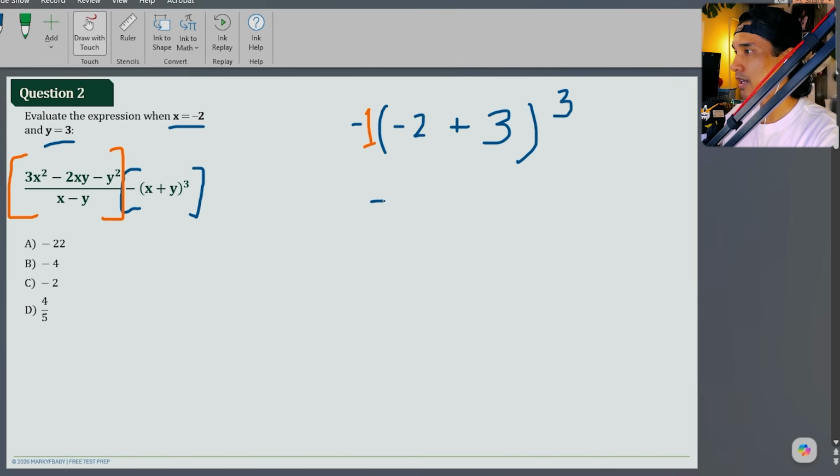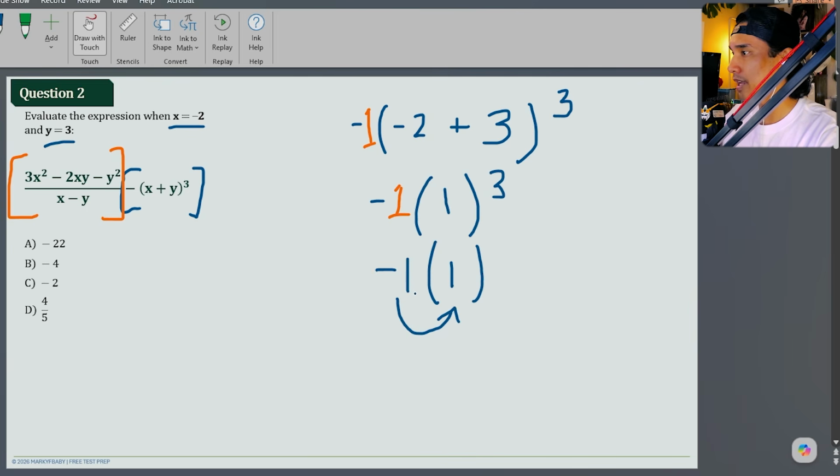That's going to be, and I'm just going to keep this -1 here, just for us to look at it. That's just there. You don't need to do this part. What is -2 combined with +3? That's just going to give me 1. I'm going to cube the 1, and that's just going to give me 1 again. And then what happens when you distribute this negative, which is a -1?